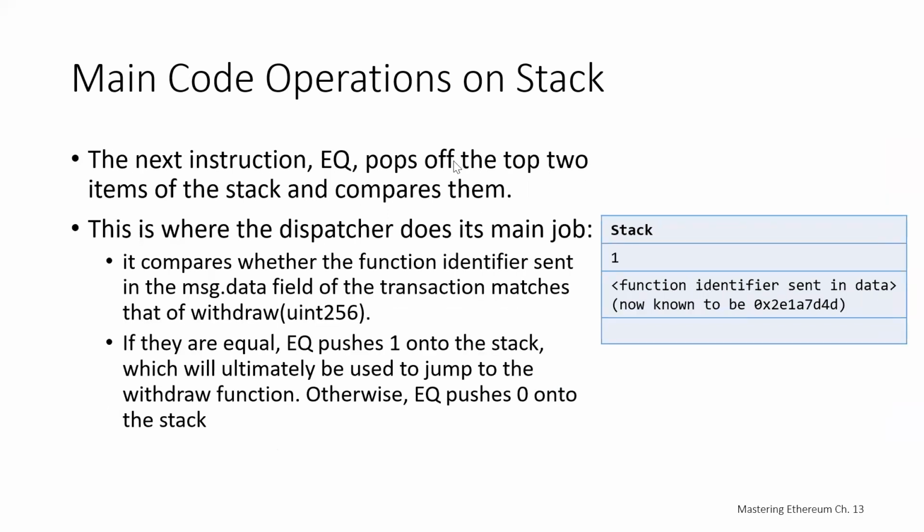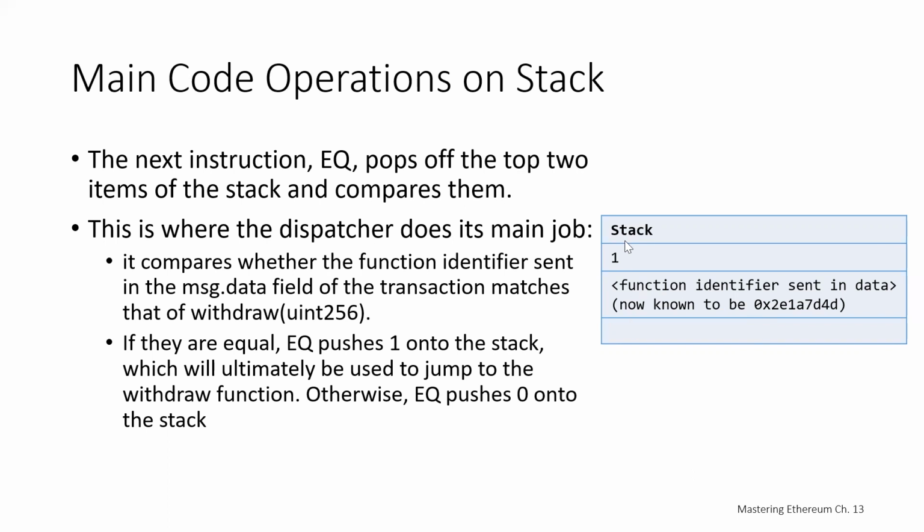Now we're going to use the equal operator to compare the top two items in the stack. This is where the dispatcher is doing its main job. It's comparing the function identifier that represents the withdrawal function with what was computed based on the input that was passed in. If they're identical, then we know that you called withdraw. So if they're equal, we'll push 1 on the stack, and that'll be used to jump to the withdrawal function. Otherwise, we'll be pushing 0 on the stack, and we will not be jumping to withdrawal.